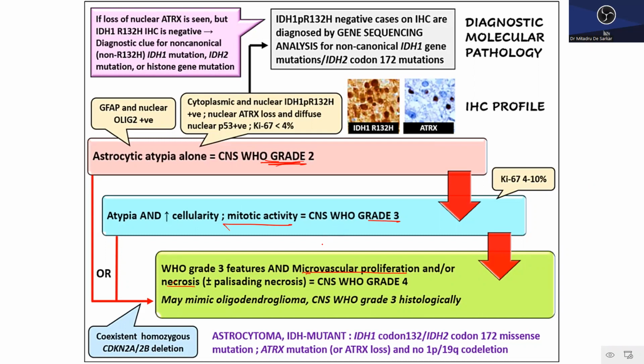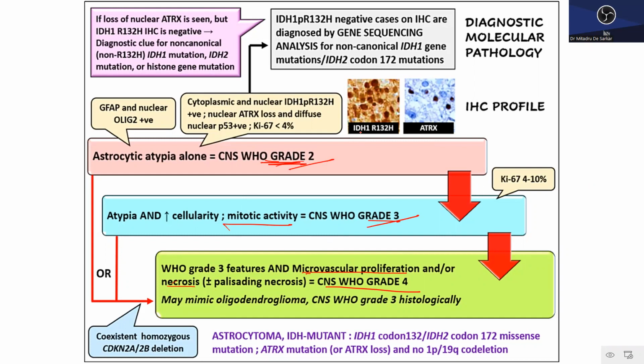But an important thing is that in a grade 2 or a grade 3 IDH mutant astrocytoma, if you have coexistent homozygous CDKN2A and 2B deletion, you will have to upgrade your grade 2 or grade 3 tumor to a CNS WHO grade 4 tumor. And these cases might actually sometimes morphologically mimic oligodendroglioma. So keep that in mind.